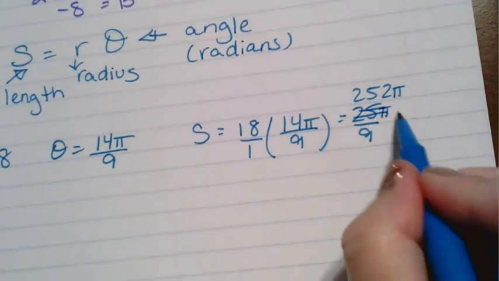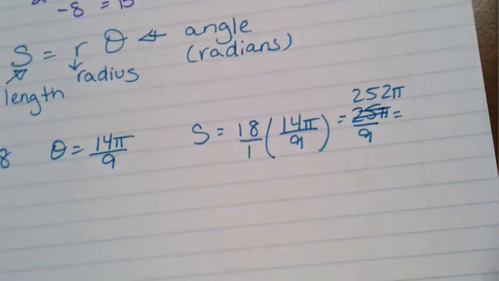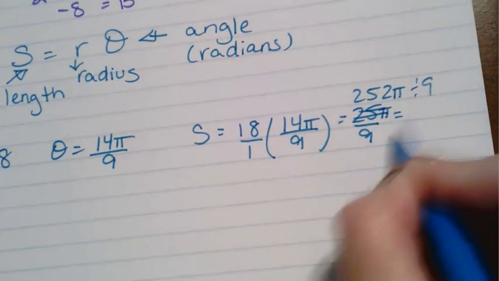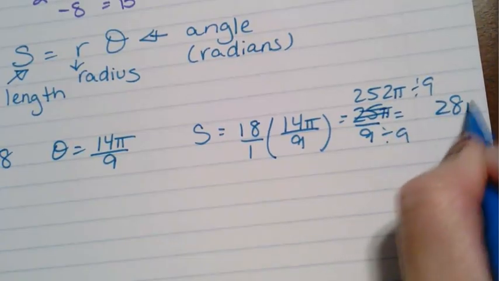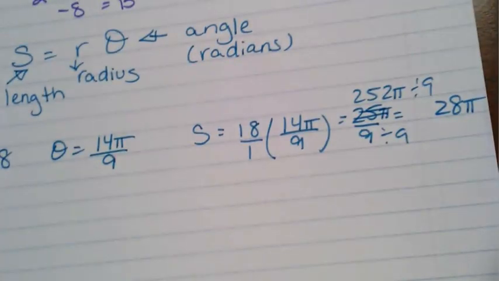Okay, I can reduce this. I believe they're divisible by 9. Yep, oh, how about that? I divided each side by 9. My final answer was 28 pi.